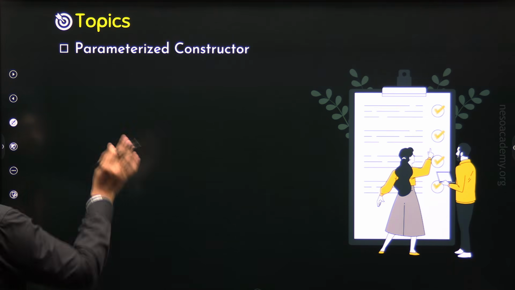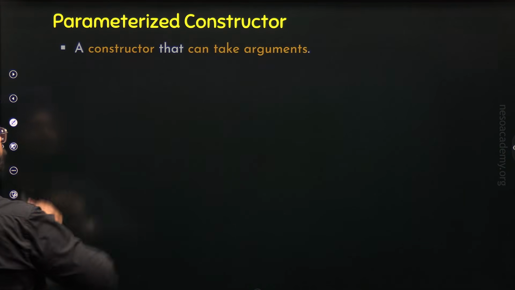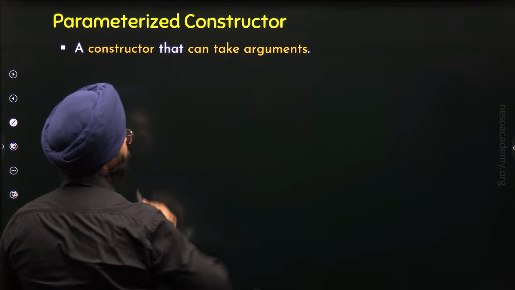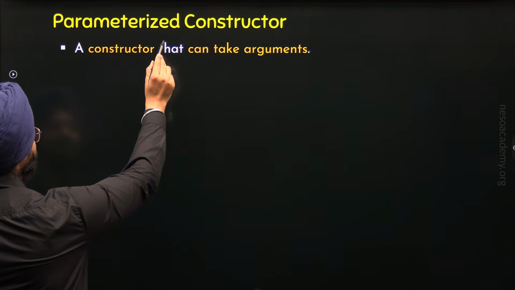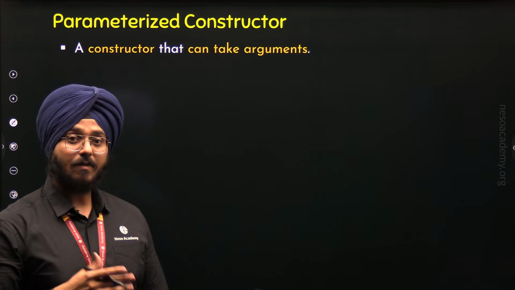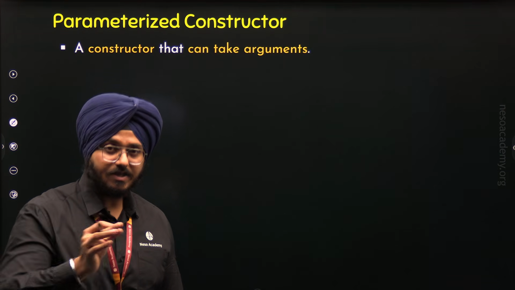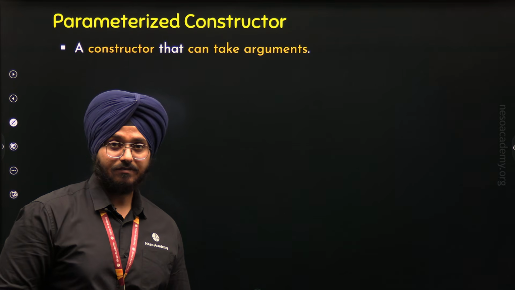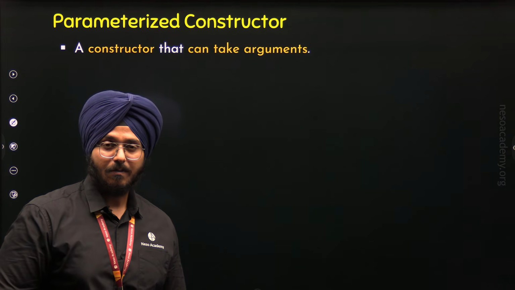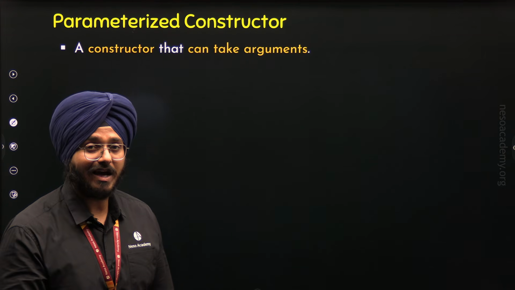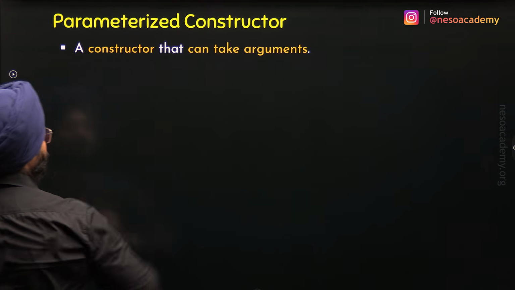Now let's understand what is parameterized constructor. Parameterized constructor is a constructor that can take arguments. As the name itself suggests, constructor is parameterized. This means it has parameters and therefore it can accept arguments. This is in contrast to the default constructor because we know in case of default constructor, we cannot pass arguments because default constructor does not have parameters. But that is not the case with parameterized constructor.